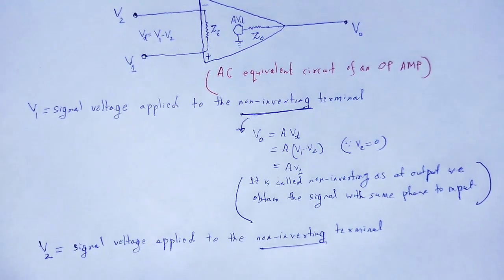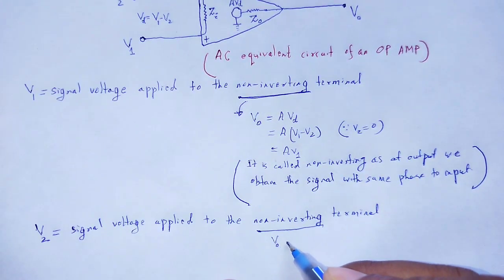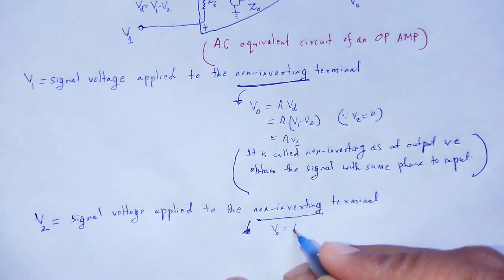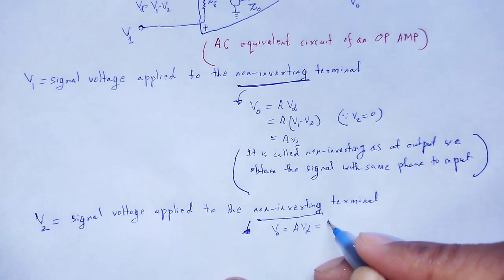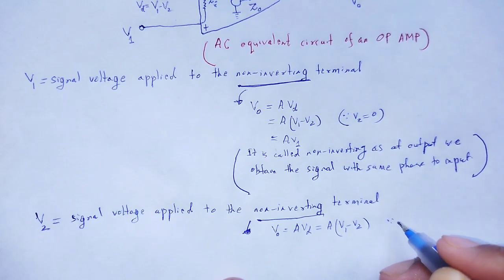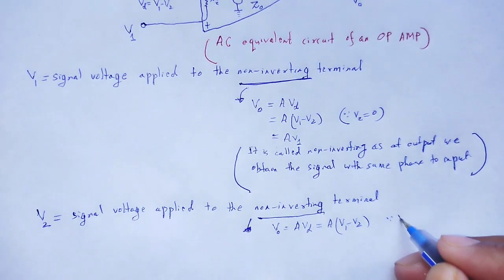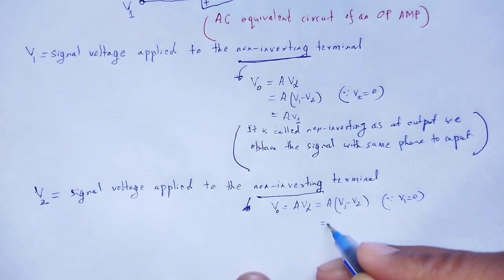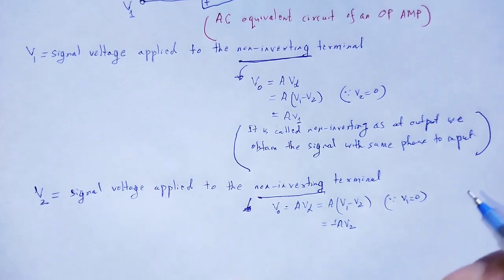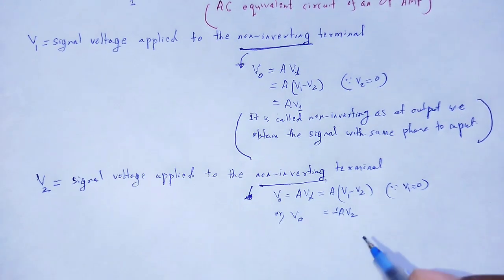Here, the non-inverting terminal, look at the output V0. It is A times Vd, that is A times (V1 minus V2), but here V1 is 0, therefore minus A V2, that is the output voltage VO.